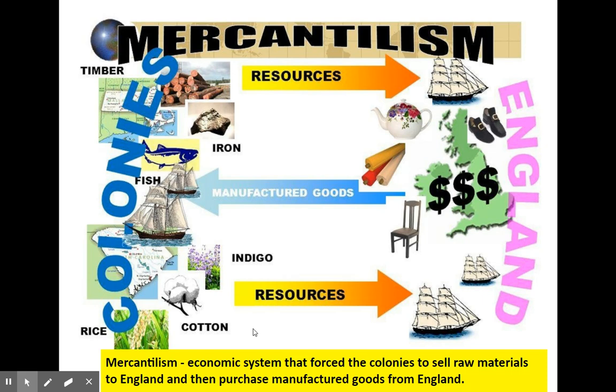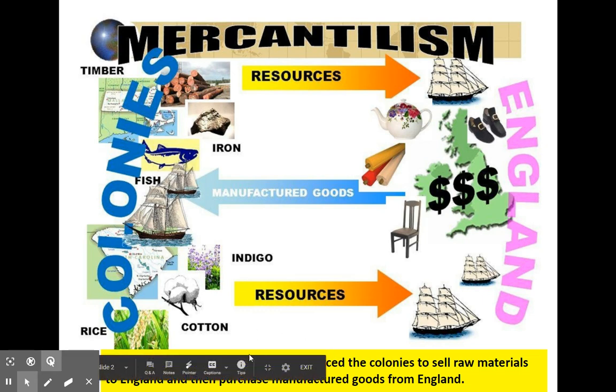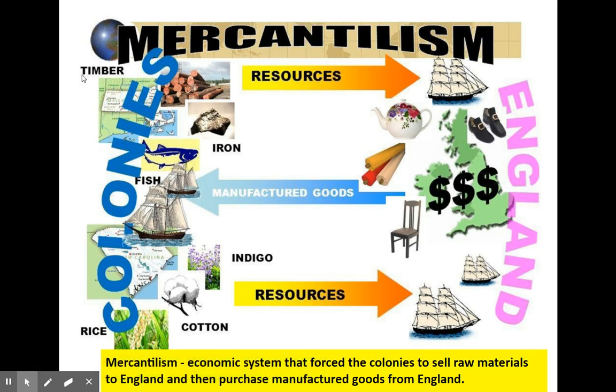Mercantilism. Okay, this is an economic system that forced the colonies to sell raw materials to England and then purchase manufactured goods from England. It's actually quite simple. And remember, when you see this word, economic, a lot of times some of y'all, you're not processing what that means. Economic, cross it out, right? Money every time. So this is a money system. So that means mercantilism has to do with money. Okay. So here's where we start.